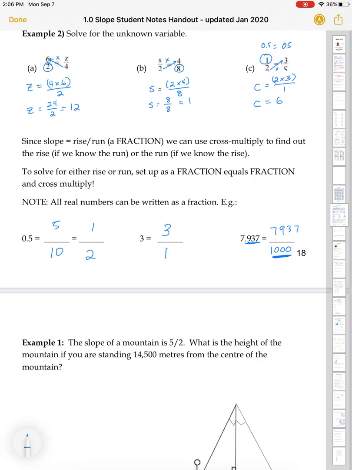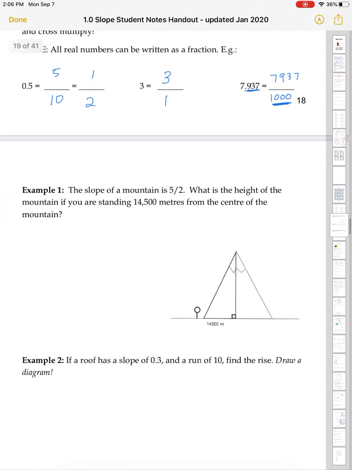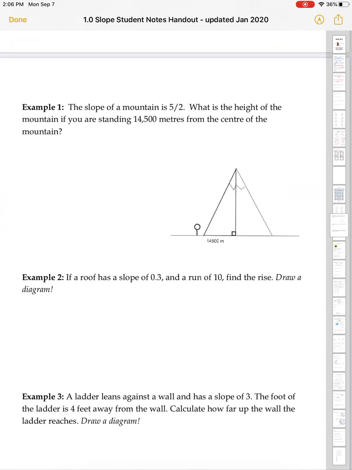Okay, so how does this work? You're saying, great, we've got these cross multiplying. Why did we learn that? Well, let's look at an example. The slope of a mountain is 5 over 2.